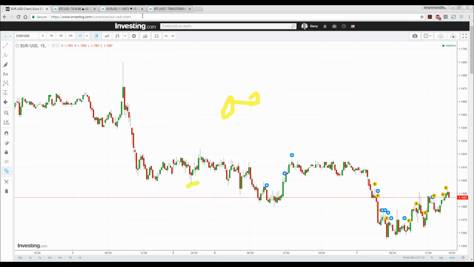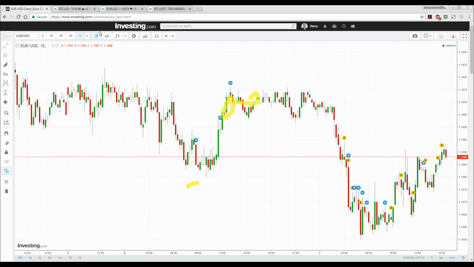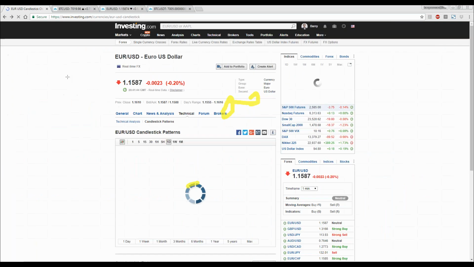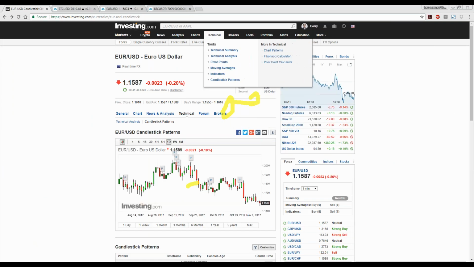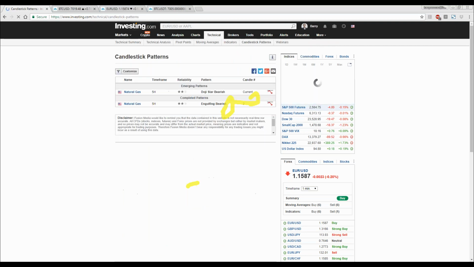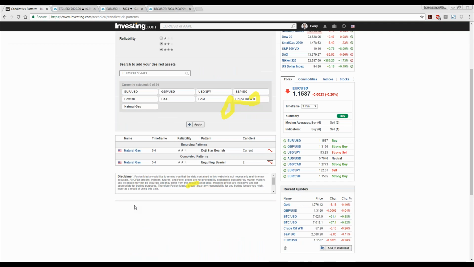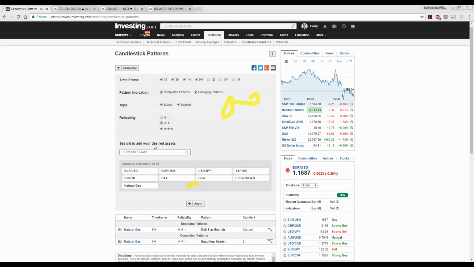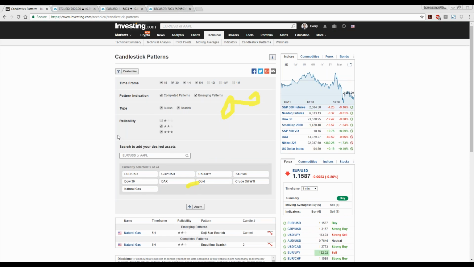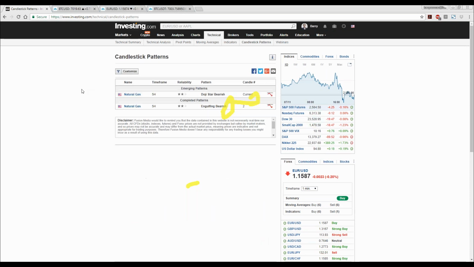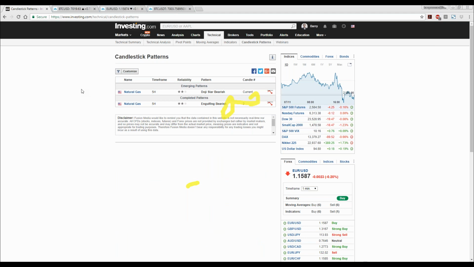I'm sorry, went to the wrong place here. If we go up to technical analysis and click on candlestick patterns, we can then customize every asset we want to watch, what we want to watch, and they'll tell us each pattern, the patterns developed for each individual asset that we've selected in those price variances in which we want to see.